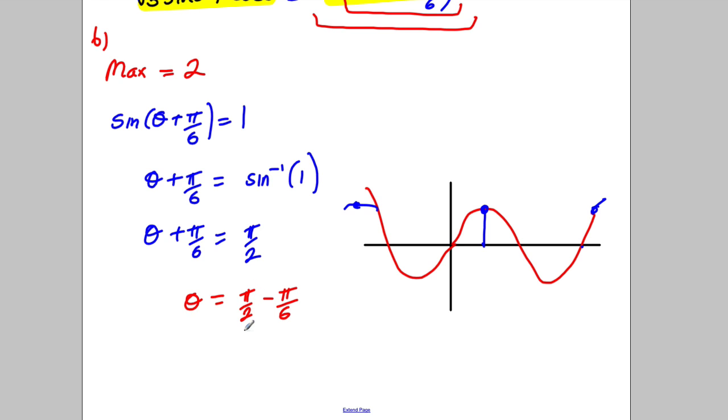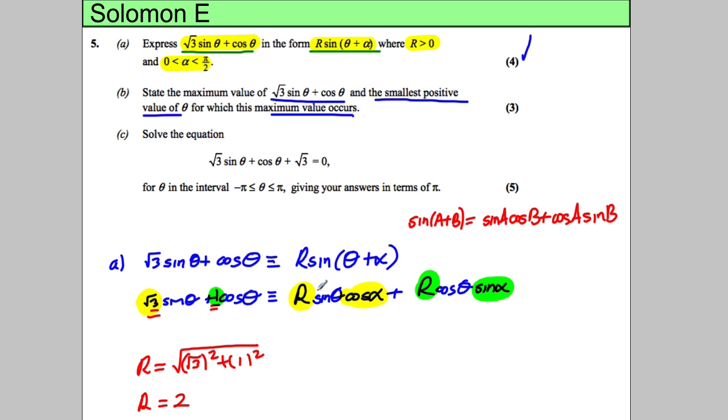which is going to be equal to 3 pi by 6 subtract pi by 6, which is 2 pi by 6, which is pi by 3. So theta is pi by 3, is the value at which this thing equals 1, and it's the smallest value. There are other ones over here and there are other ones over here, but those don't count. Okay? Right, so we have done part A and part B.